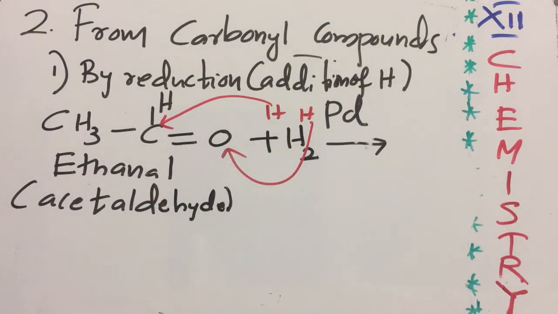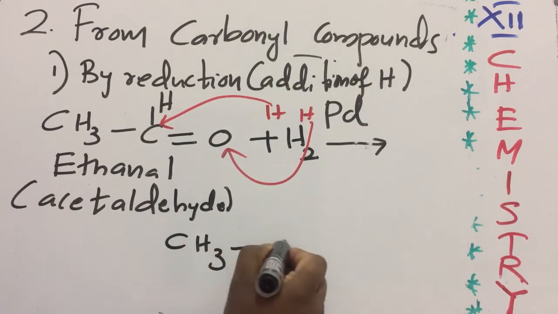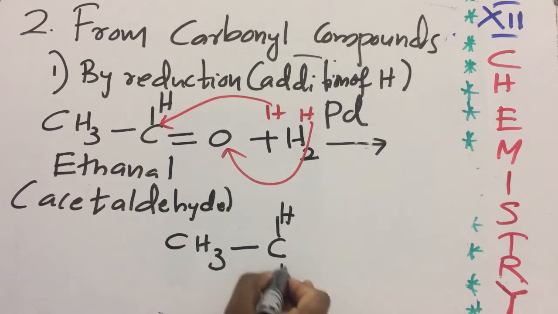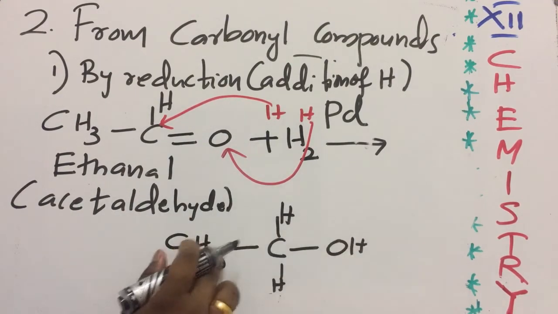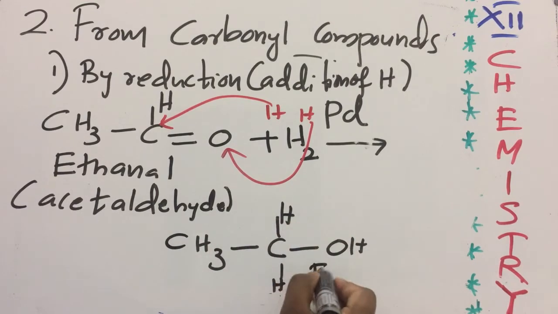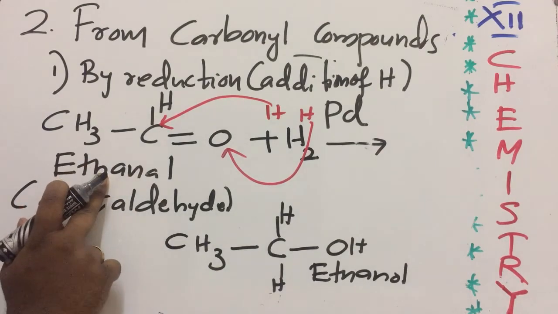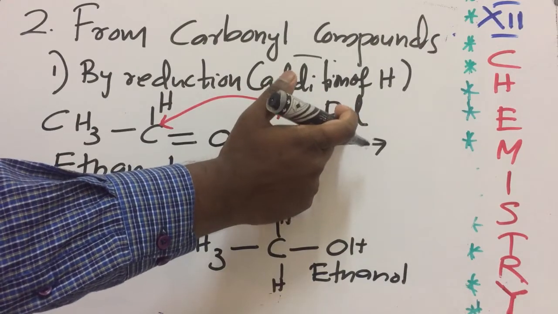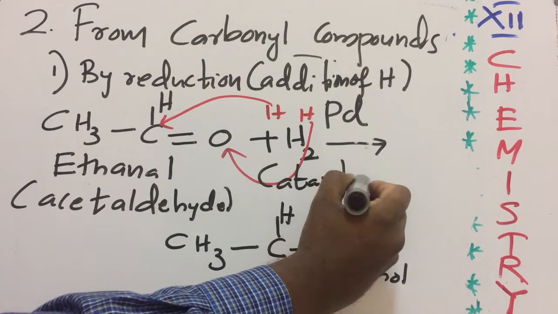So what is the product? CH3 CH, one H added here, then OH. What is this compound? CH3CH2OH. So the compound name is ethanol. So we can convert ethanal to ethanol by using reduction with the metal catalyst, and this reduction is called catalytic hydrogenation.